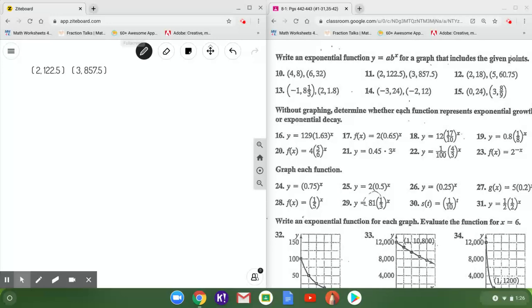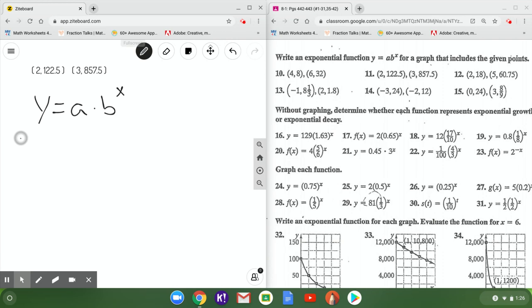I'm back. So I'm going to do number 11 only because number 10 has nice whole numbers and it's really similar to the example. So I want to do something really different where we have some decimals in there. So we start out just the same where I have y equals ab to the x, and I'm going to replace these numbers. So this 2 I'm going to replace with the x, and this 122.5 I'm going to replace with y, and then I'm going to isolate a.